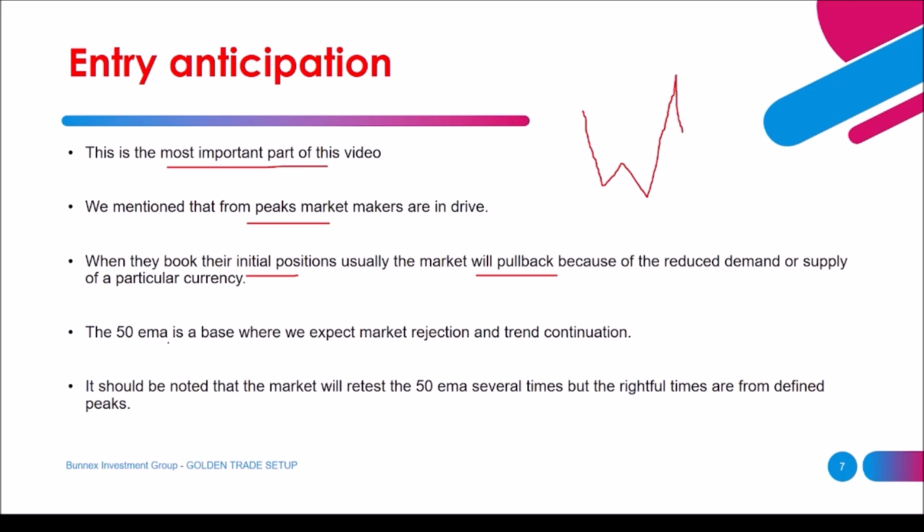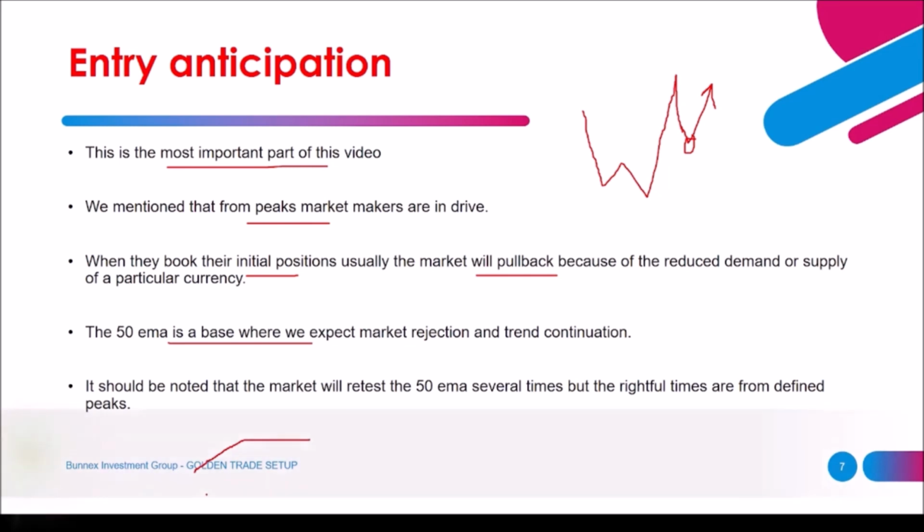So the 50 EMA is a base where we expect market rejection and trend continuation. We expect to see a pullback that will be terminated at the 50 EMA, and then the market continues. This doesn't matter on which time frame it occurs. It all depends if you are an intraday trader or a swing trader. If you're a swing trader, you may take these particular positions, the rejection trades, on the 50 EMA. So the golden trade setup is basically the 50 EMA rejection trade and trend continuation.